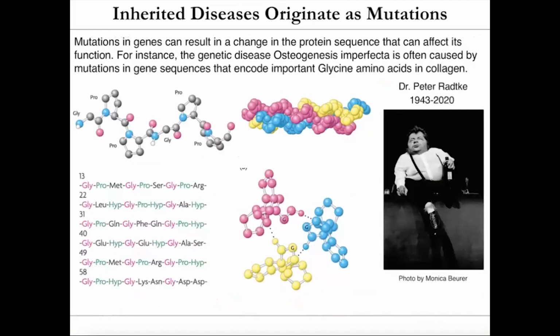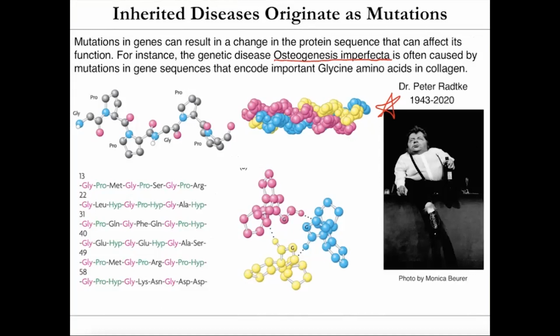Inherited diseases basically originate as mutations that affect protein function in your DNA. Mutations in your specific genes can result in a change in that protein sequence that can affect its function. For instance, this is the disease osteogenesis imperfecta, which is often called brittle bone disease. Humans can live for many years and live very successful lives, like this guy, Dr. Peter Radke, with this disease, but it definitely does affect quality of life. You're always breaking bones and stuff like that.